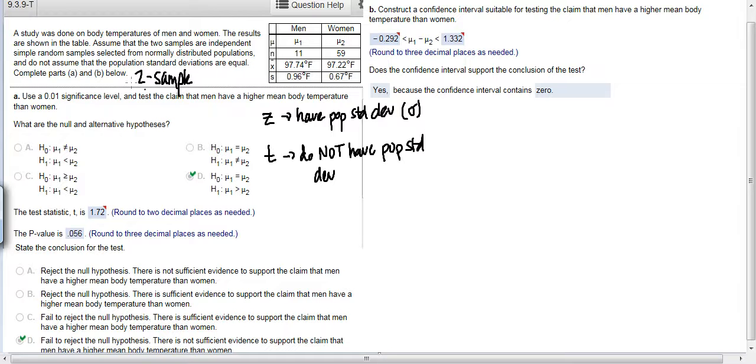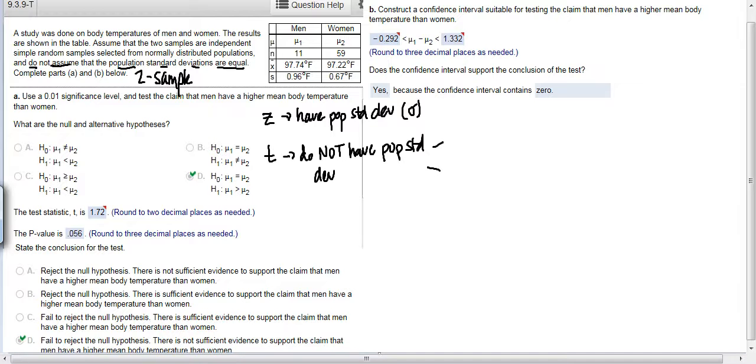Now they do mention population standard deviation, those words pop up right here, but they tell us to not assume that they are equal. So let me explain that. There's two different ways to do the T test. So let me get the formula sheet and I'll show you the formulas, which will help understand this.